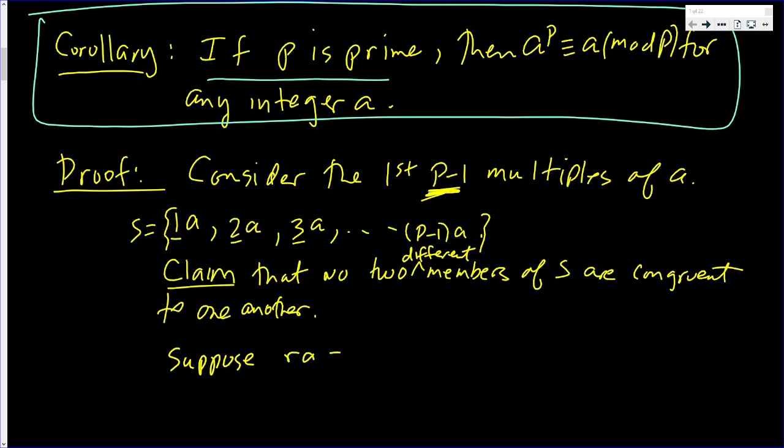Suppose that R times A is congruent to S times A mod P, and say R is less than S. But all of them are between 1 and P minus 1. And I'm saying up front that R and S are not the same. And I'm going to get a contradiction.